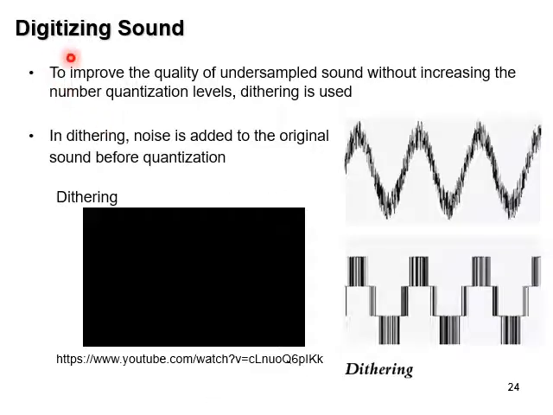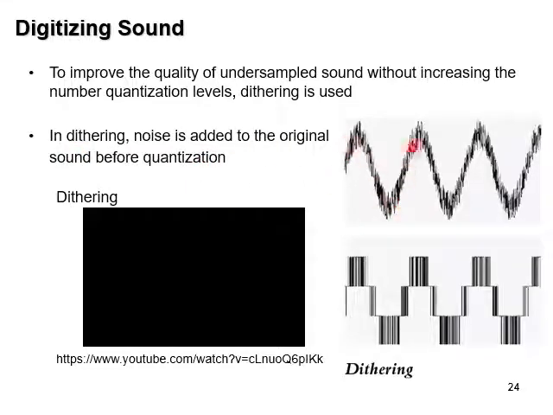So one thing we can do to improve the quality of the undersampled sound without increasing the number of quantization levels is to use dithering. You remember we talked about dithering before in indexed images and how we can use it to simulate colors that do not appear in the color table. We can do the same thing here, but actually on sound. So in dithering, noise is added to the original sound before quantization.